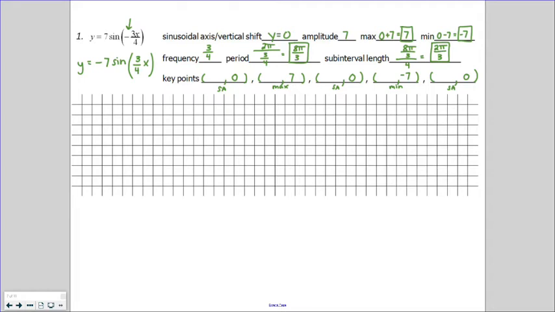Next is just the x values. So today we're not shifting our graphs left or right. So our first x coordinate key point is always going to be 0 radians. And then we're going to be counting by the subinterval length. So 0 plus 2 pi over 3 gets us 2 pi over 3. And then add another 2 pi over 3. That's going to be a total of 4 pi over 3. Add another 2 pi over 3. That is going to give us 6 pi over 3, or 2 pi. And then add another 2 pi over 3, that will give us 8 pi over 3. So those are the first 5 x values of our key points as well.